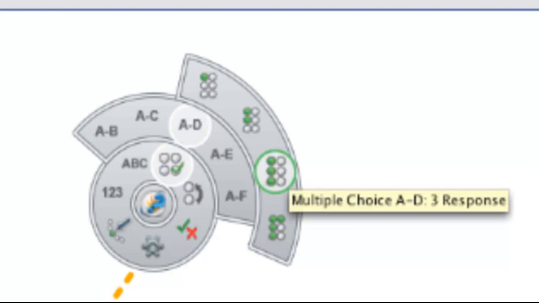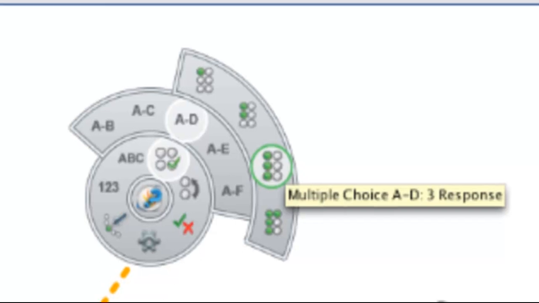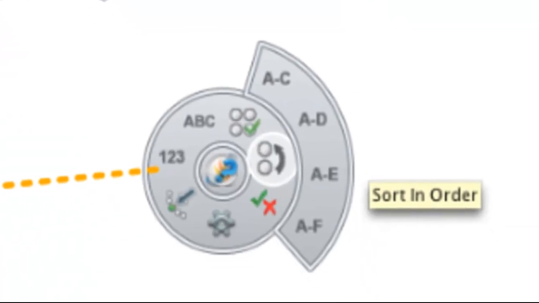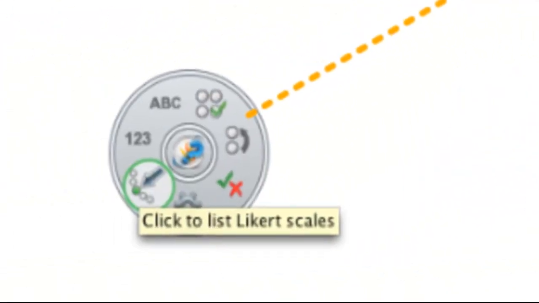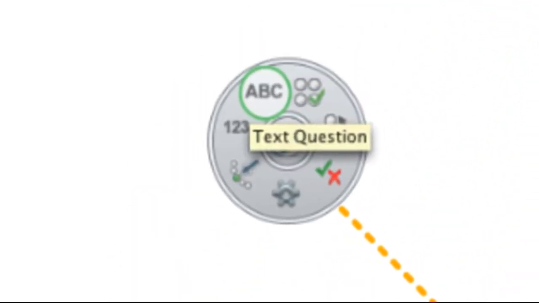You can have one response required, up to 6. You can have sort and order, then again with the same letters. You can do yes, no, true or false, or I don't know. You can do a Likert scale, number questions, and text questions. This also includes math equations.